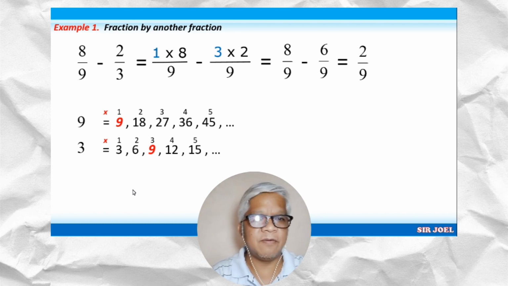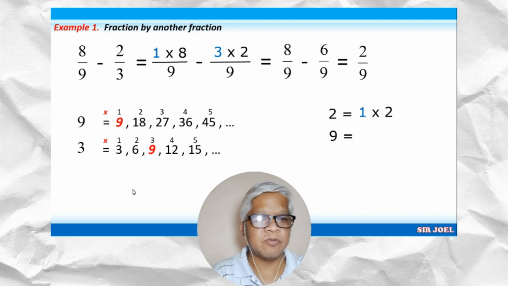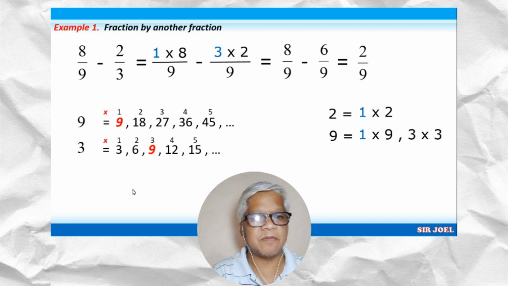Question, naka-lowest term na ba ang 2 over 9? Let us check. Tingnan natin, ano-ano ba ang possible factors ng 2 and 9? So, we can get the factors of 2 through 1 times 2 only. Then, for 9 through 1 times 9 and 3 times 3. Again, look at the common factors of 2 and 9.